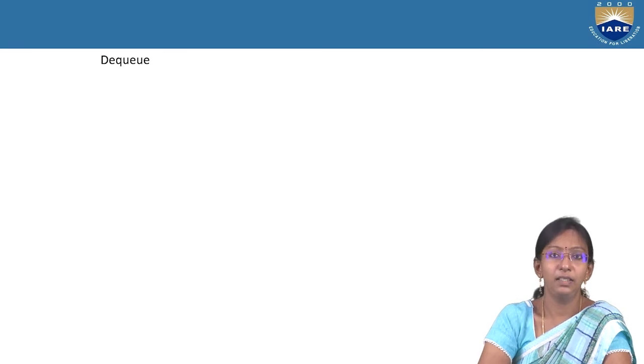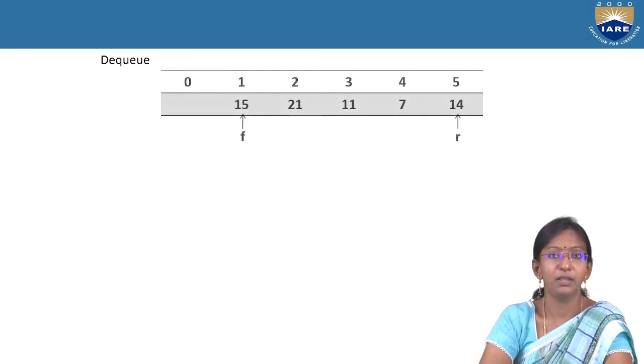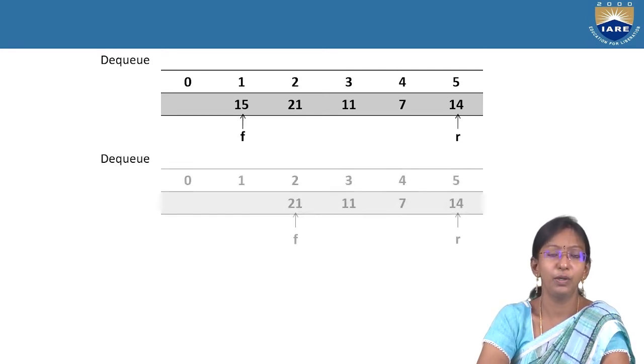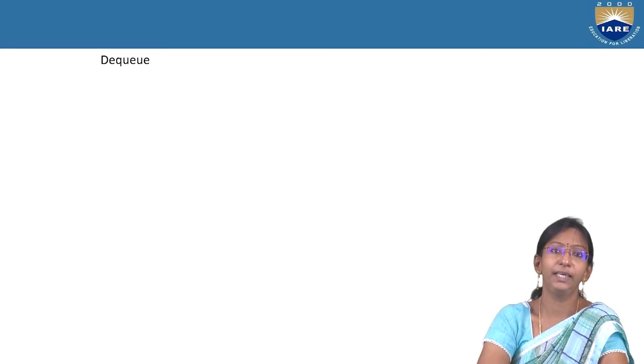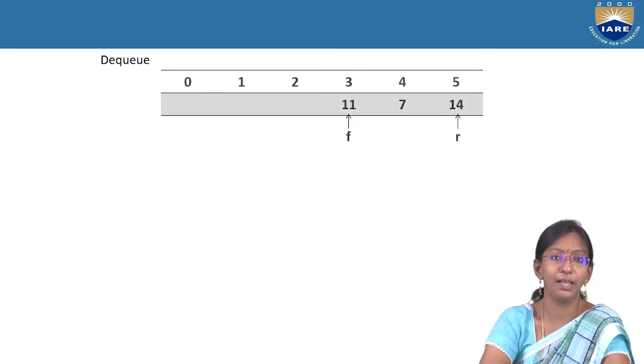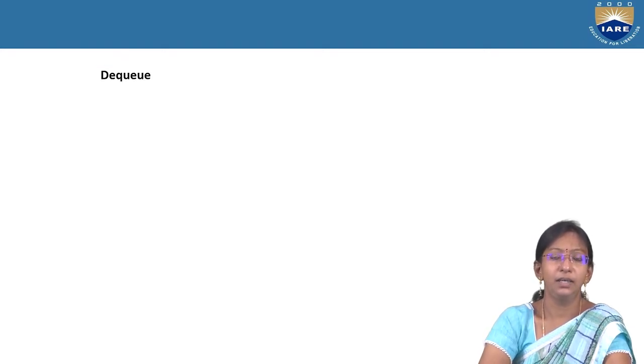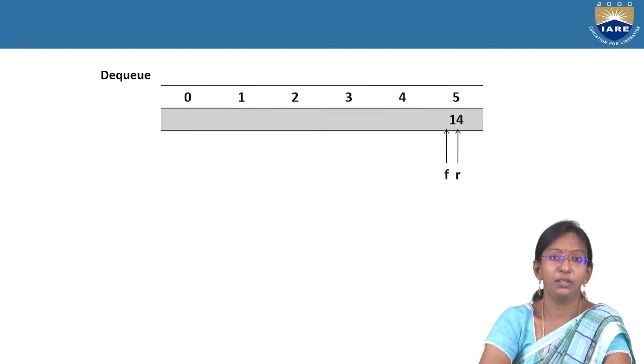What if I dequeue? Remove the element from the front. Just increment the front. Job done. Again a dequeue. Now the front will be pointing to 21. Again a dequeue. It will be pointing to 11. Again a dequeue. It will point to 7. Again a dequeue. It will point to 14. Again a dequeue.